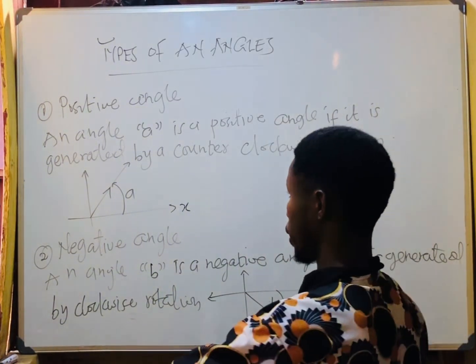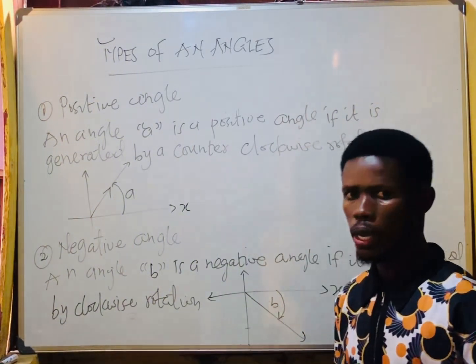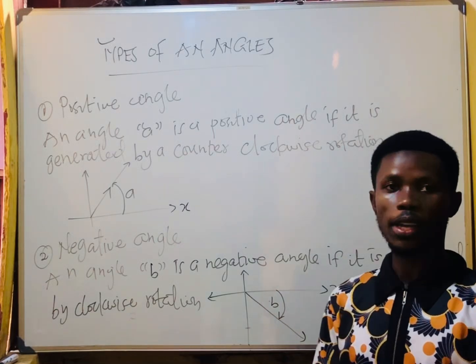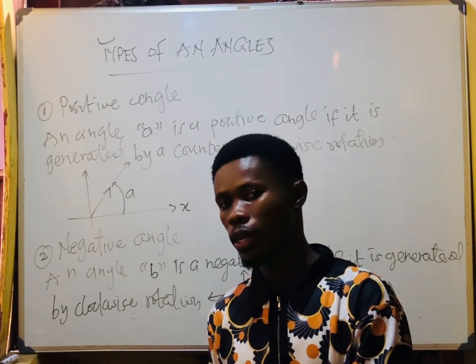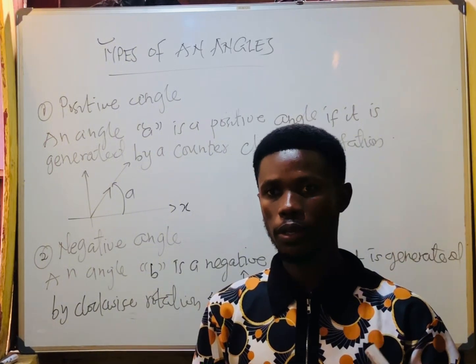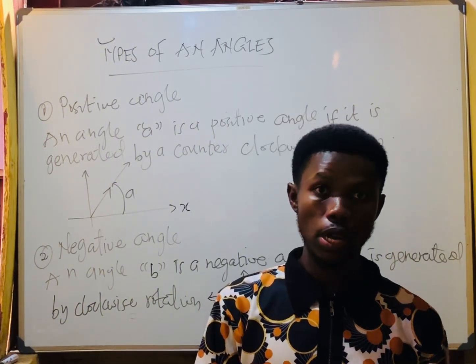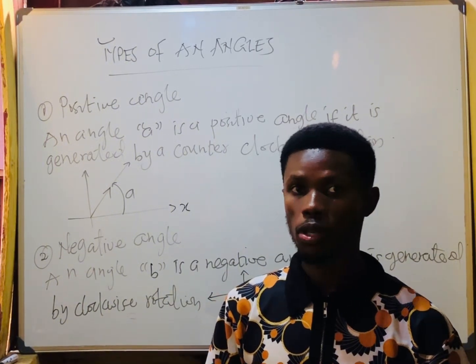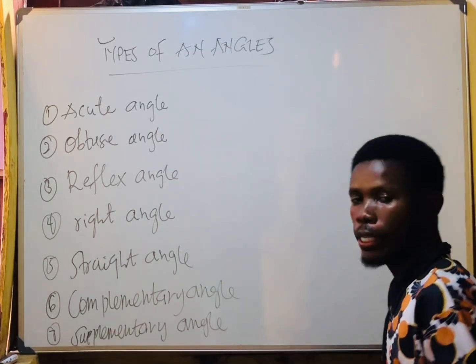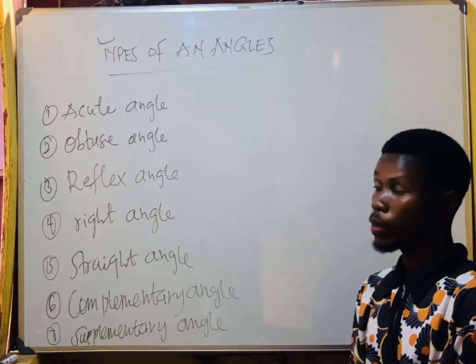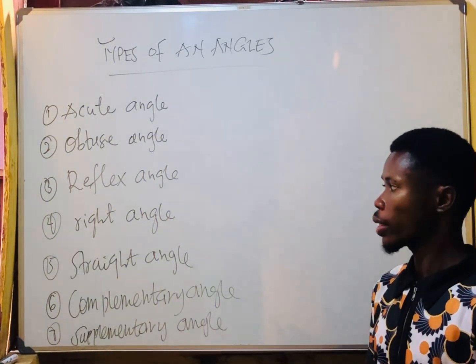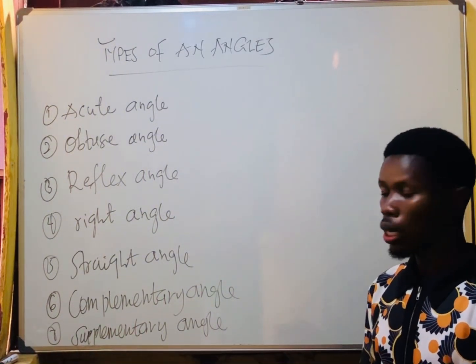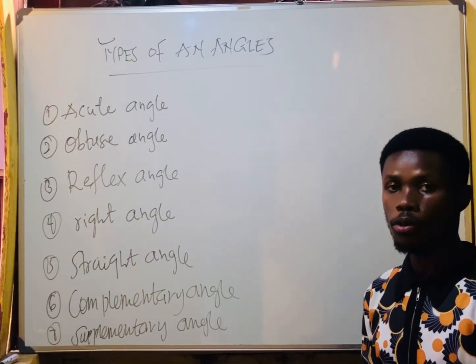Positive angle. Now let's look at other types of angles, because when I say types of angles, maybe you were thinking of the acute angles and stuff. Yes, there are also types of angles, so let's look at those ones too. So we have the acute angle, the obtuse angle, the reflex angle, the right angle, the straight angle, the complementary angle, then the supplementary angle.